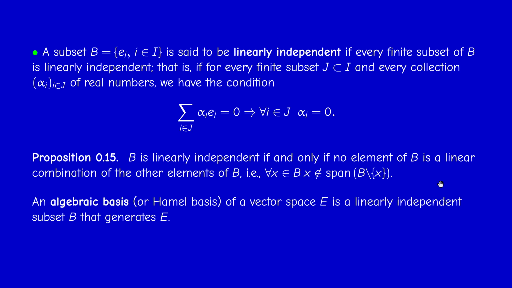Now, an algebraic basis, also called a Hamel basis, of a vector space E is a linearly independent subset B of E that generates E. So two things: linearly independent and generates the whole space. So this is what we call a basis.